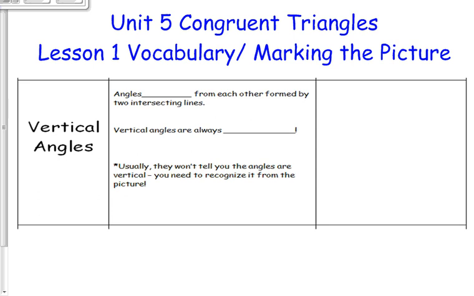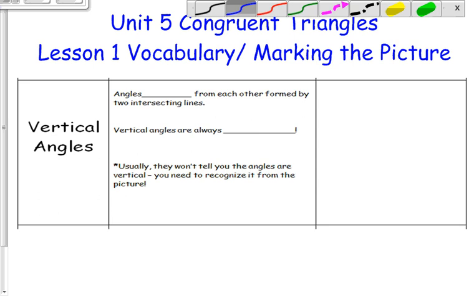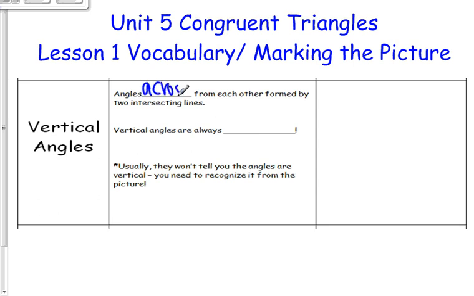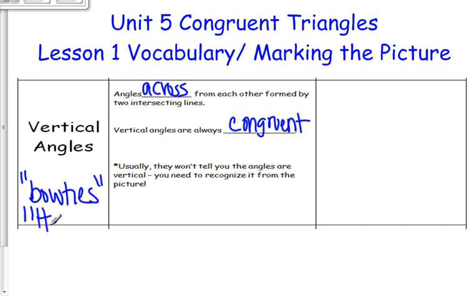Then we have vertical. We've talked about vertical a lot. These are angles that are across from one another, and they will always and forever be congruent. I like to think of vertical angles as bow ties or that hourglass shape.